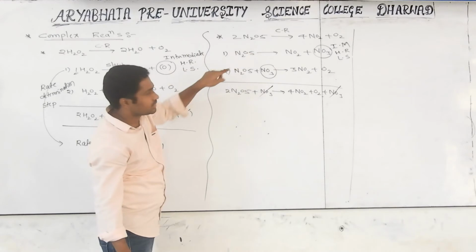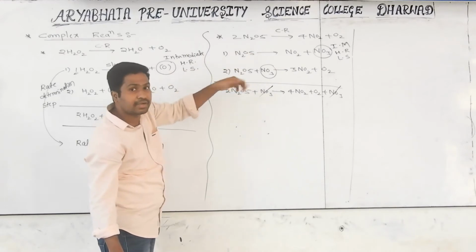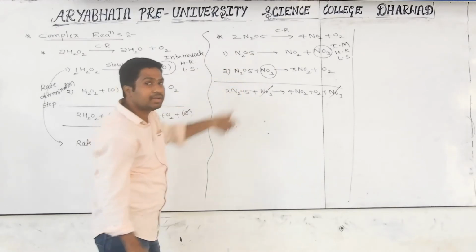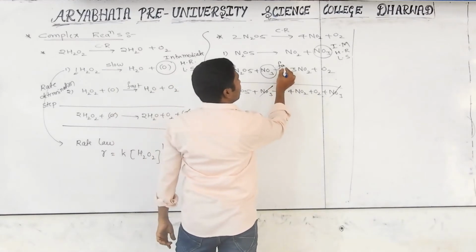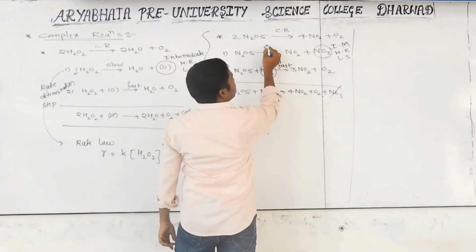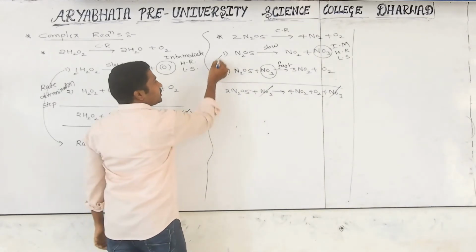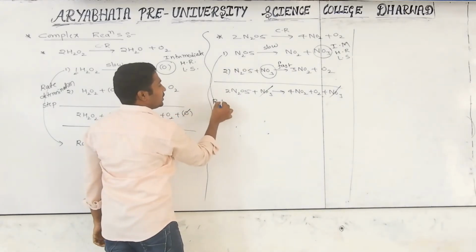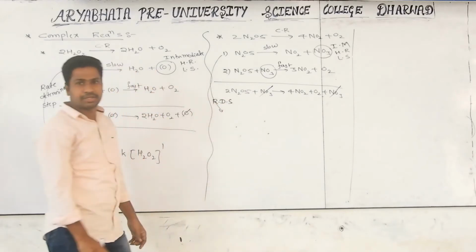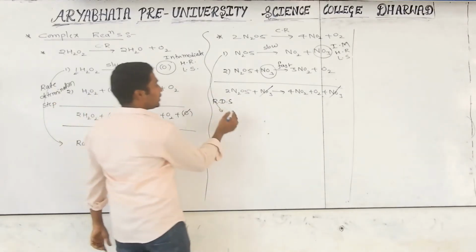First one, intermediate forming. Second one, intermediate consumption. Intermediate consumption means highly reactive. Highly reactive means the reaction is going fast. This is going slowly. The slowest step only we are calling as the rate determination step. I'm writing RDS, rate determination step. So then apply the rate law.